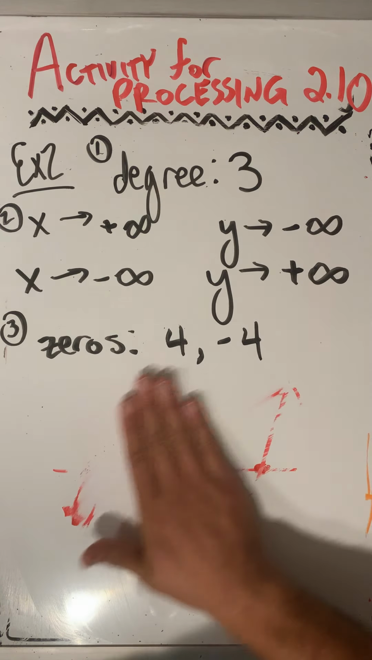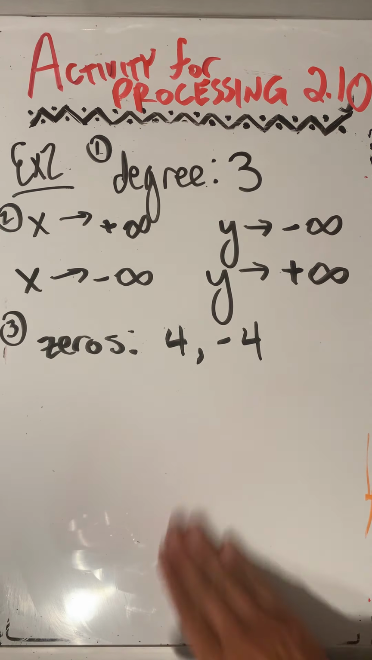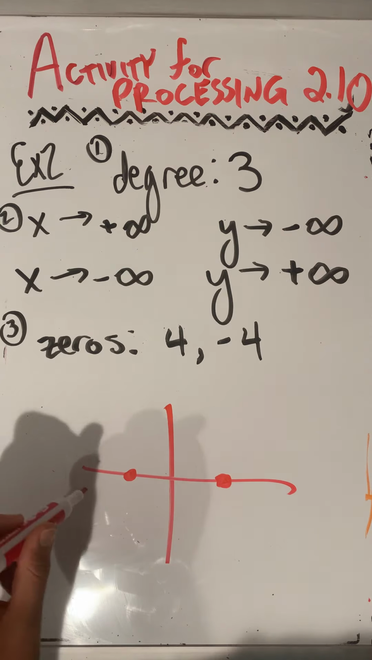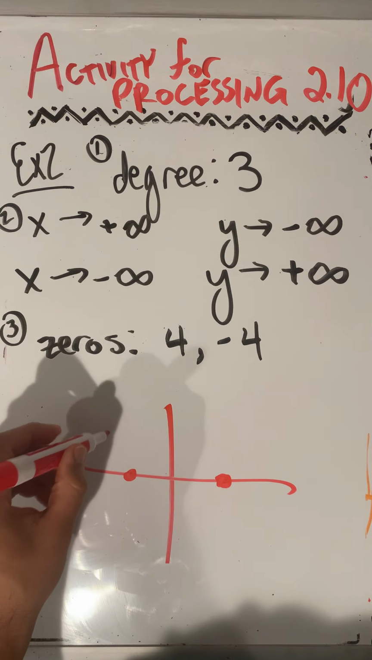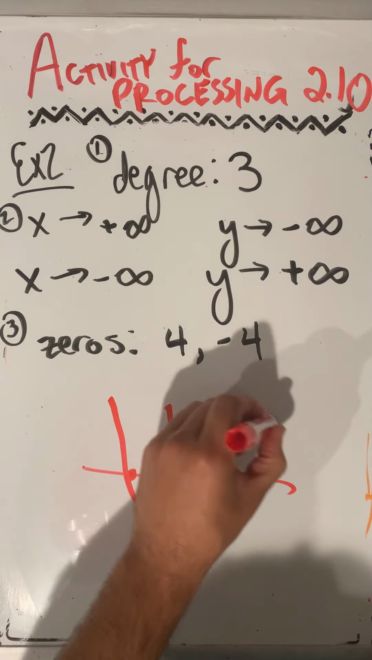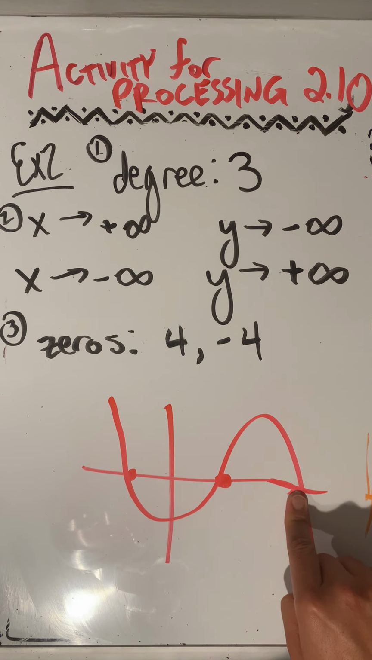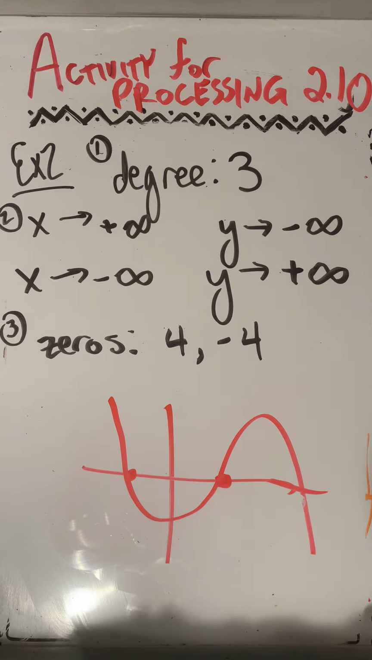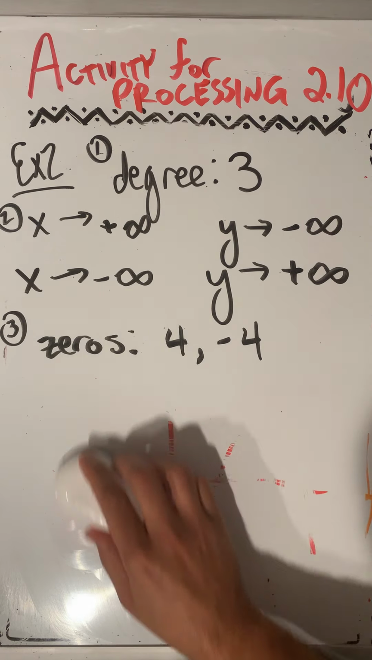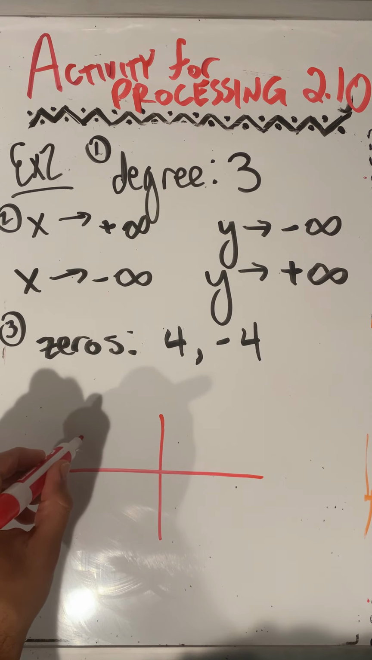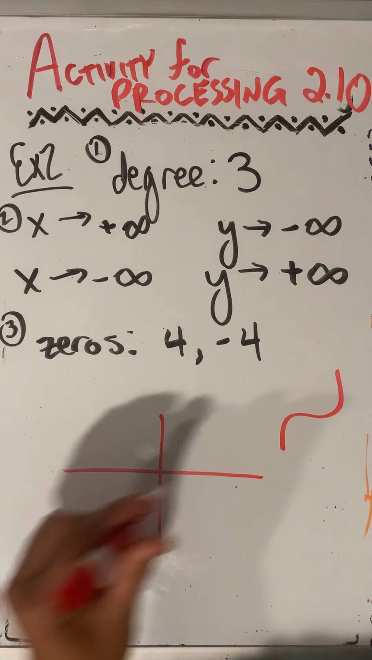So I somehow need to only have 2 of these and get a snake, get a degree 3. Huh, that's not looking good. Try something else. Okay, so I know I want this, and I can only have 2 dots.